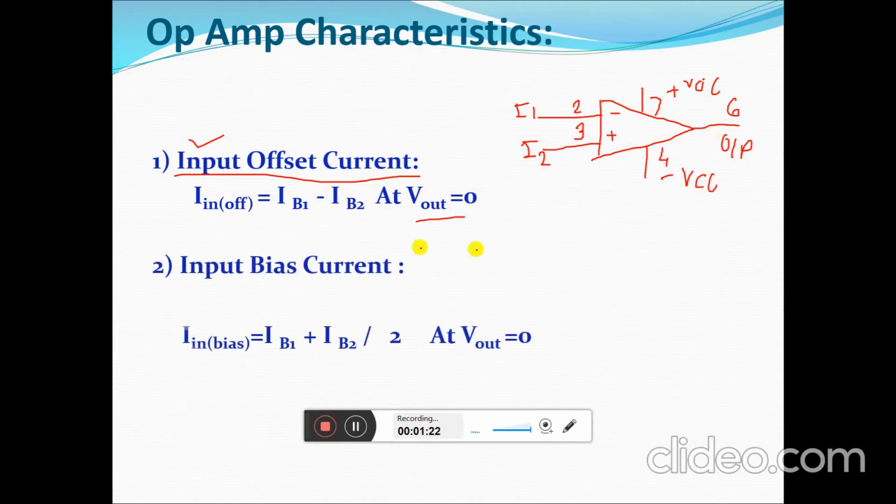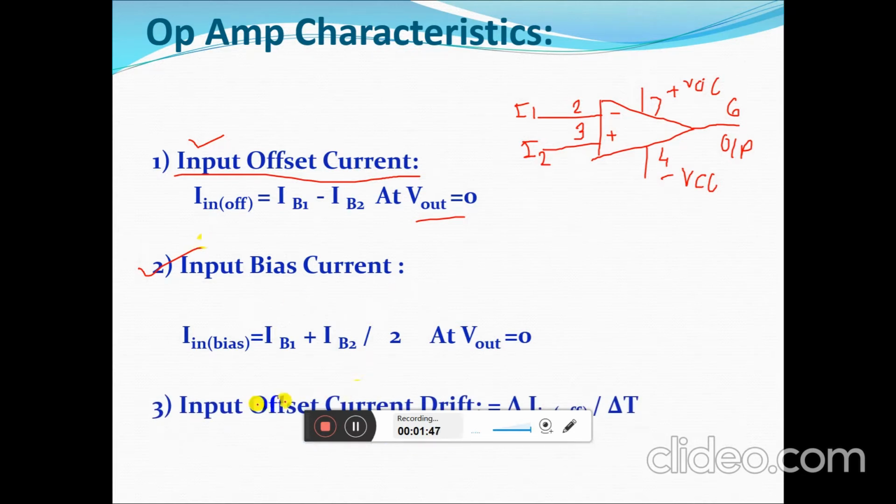The next property is the input bias current. The average of the currents applied to the two input terminals of an op-amp in such a way that your output voltage is equal to 0 is known as the input bias current. This is the second property: input offset current and input bias current.